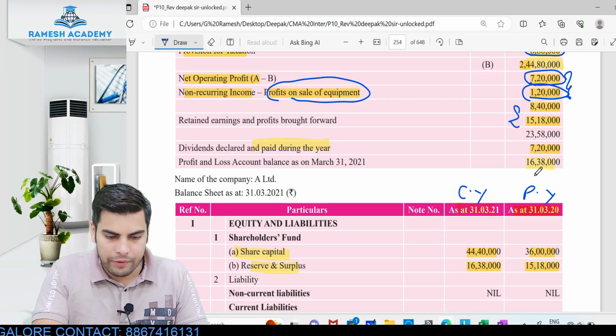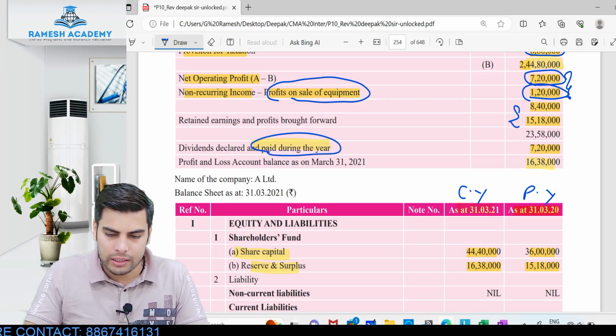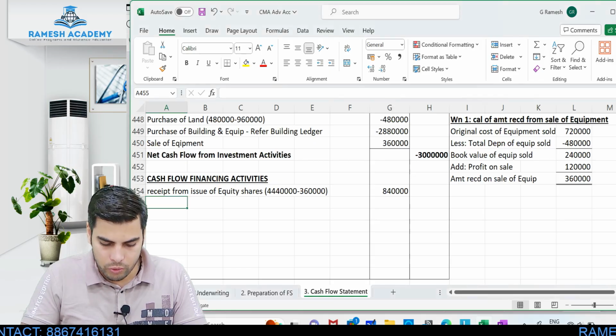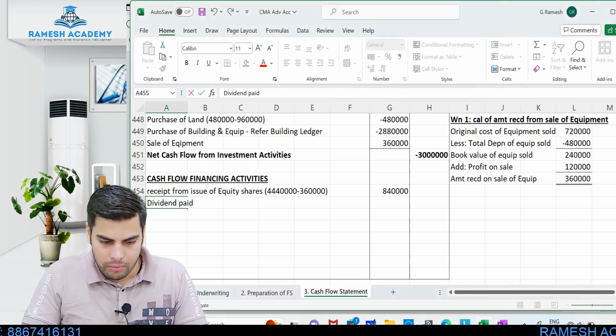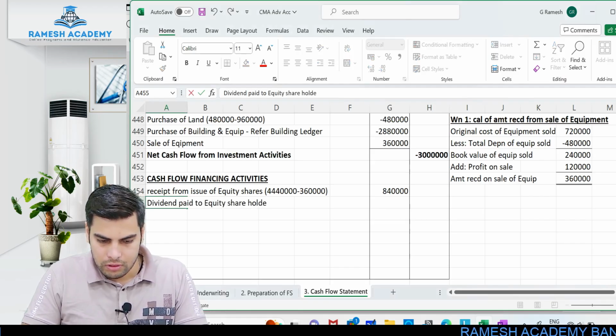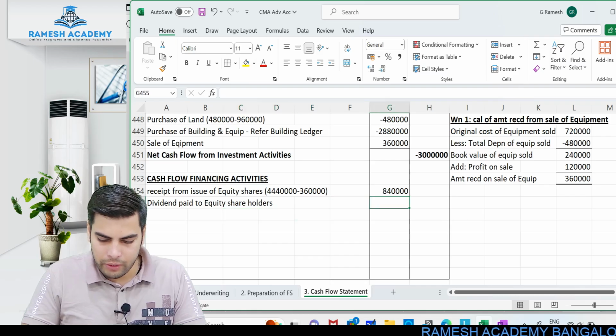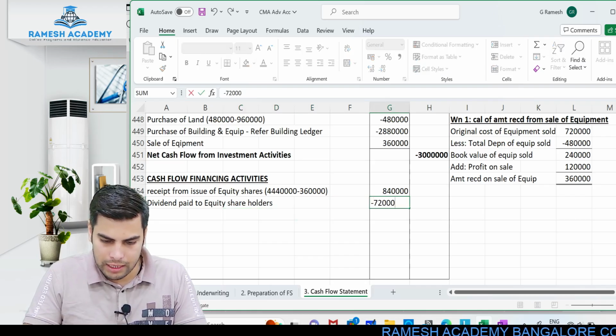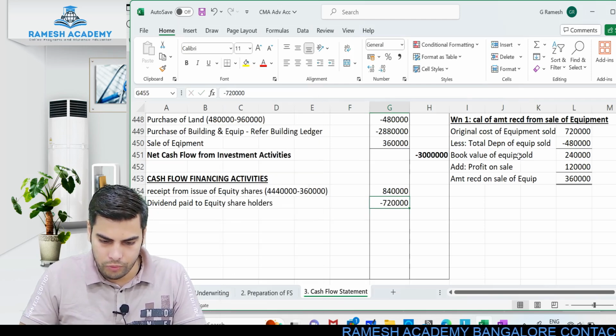Look at this. Dividend declared and paid during the year. This amount is actually paid. Okay, so dividend paid to equity shareholders. Okay, this is an outflow, right? 7,20,000 rupees is the outflow. 7,20,000 rupees. This would be the outflow for us.